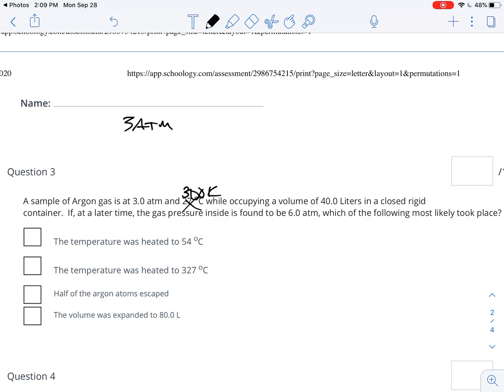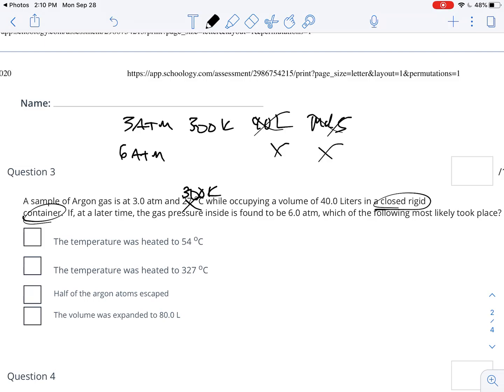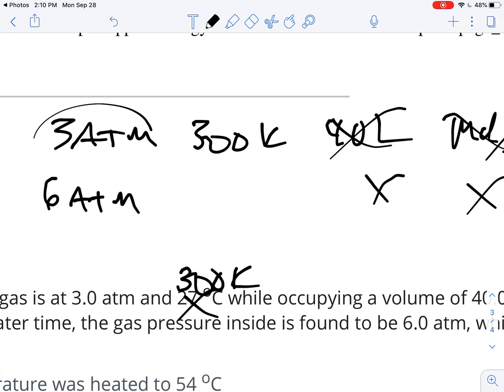So anyway, you've got 300 Kelvin going on here, and then you've got 40 liters, and they didn't even bother to tell you the moles. And later on, you've got 6 atmospheres. What occurred here? Well, if your pressure went up, what happened? It was a closed, rigid container. So your volume can't change, and whatever moles they didn't even bother to tell you can't change. So the only thing that could occur here is that you went from 3 atmospheres to 6 atmospheres, so your pressure doubled.